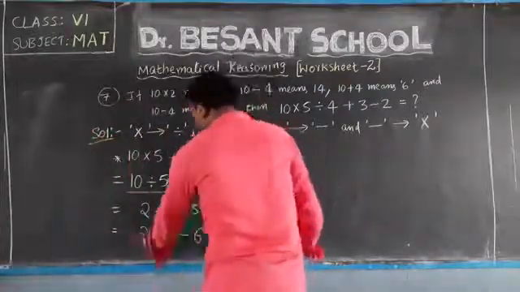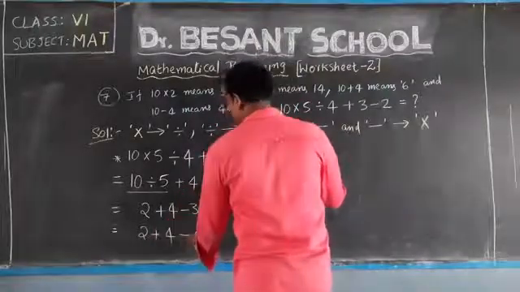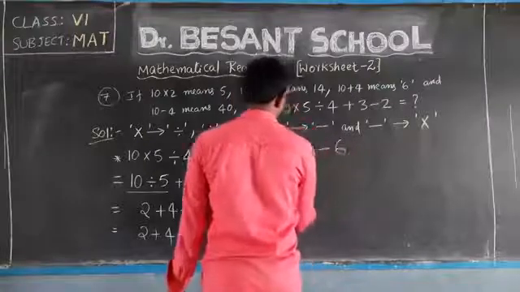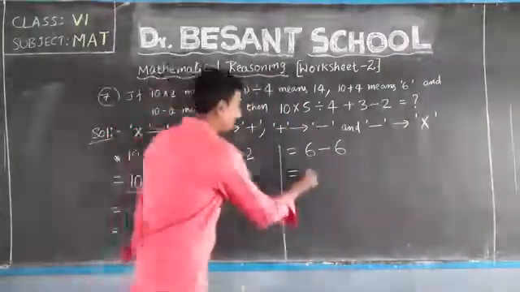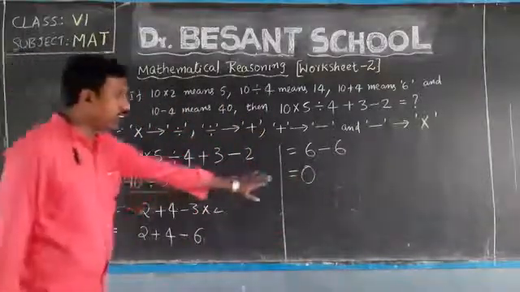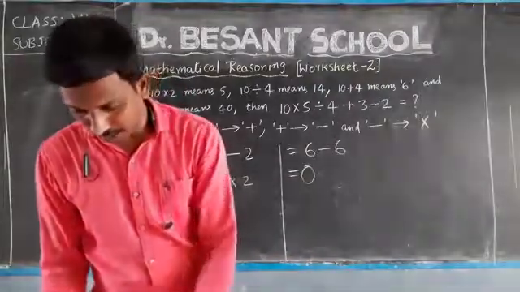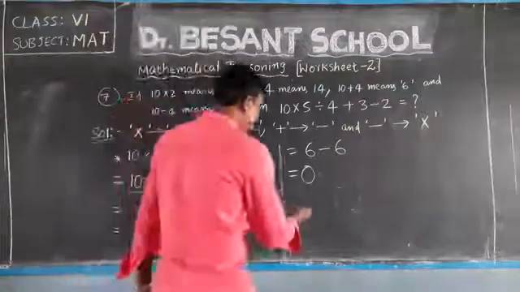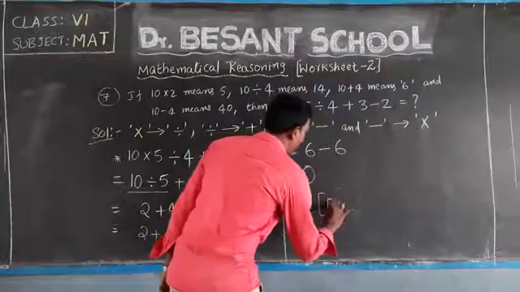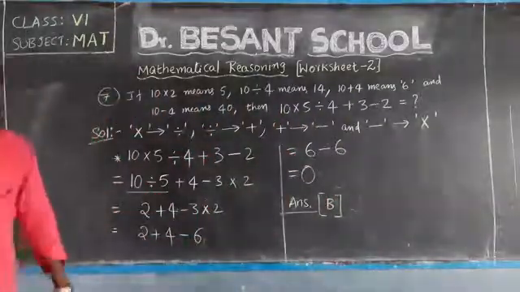That is equal to 2 plus 4 minus 6. How much is 2 plus 4? 6. You have to do addition first, no? Addition, then subtraction. So 2 plus 4 is 6. Next, you have to subtract 6. 6 minus 6 is 0. So after simplification, the value of this expression is equal to 0. If we check our options, 0 is B. So if you want to write the multiple choice option, B is our answer. Do you understand, my dear students? Note it down.